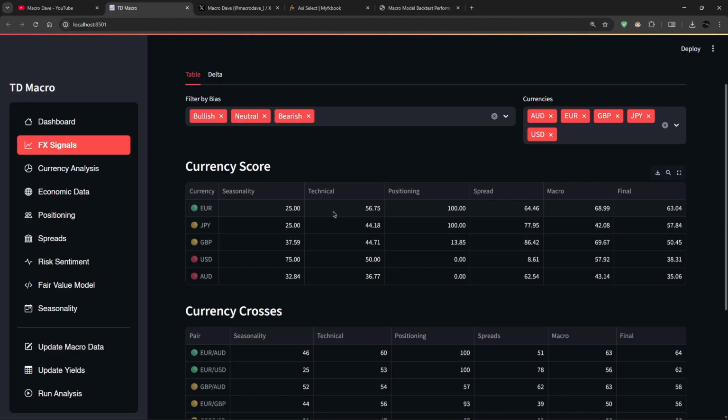And these numbers right here, they are not random. These aren't numbers with no meaning, with no data to back them up. Every single one of these metrics, seasonality, technicals, positioning, spreads, and macro, they have been back tested rigorously. And these scores are generated by a lot of math that is constantly occurring in the background. It's looking at thousands upon thousands of data, and it is coming to these calculations.